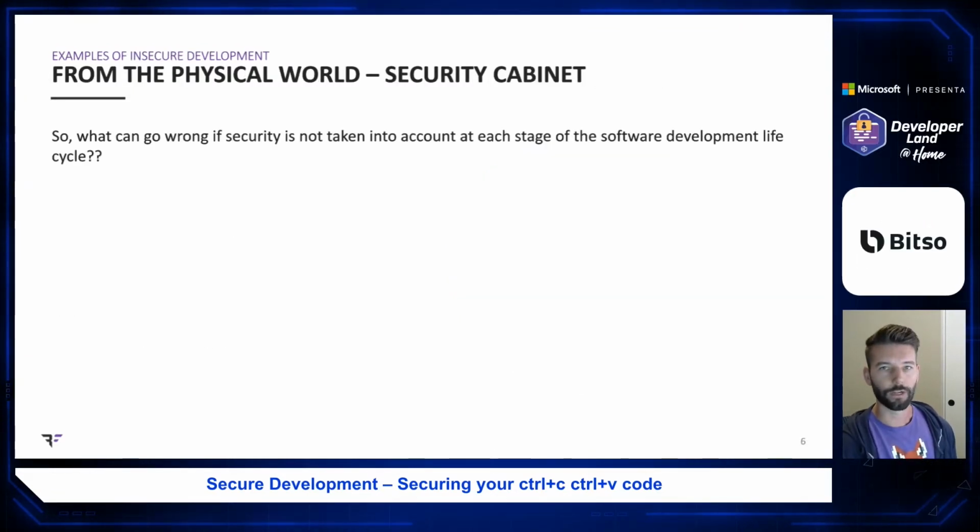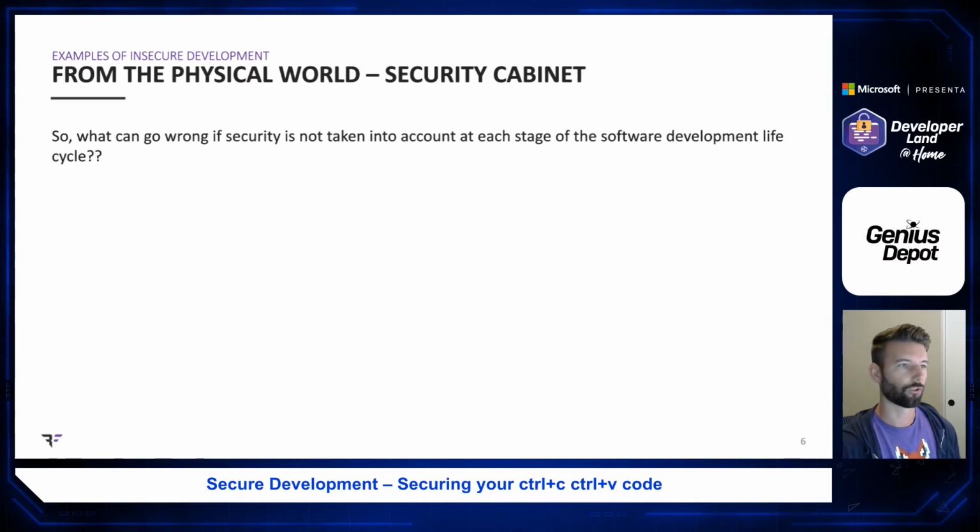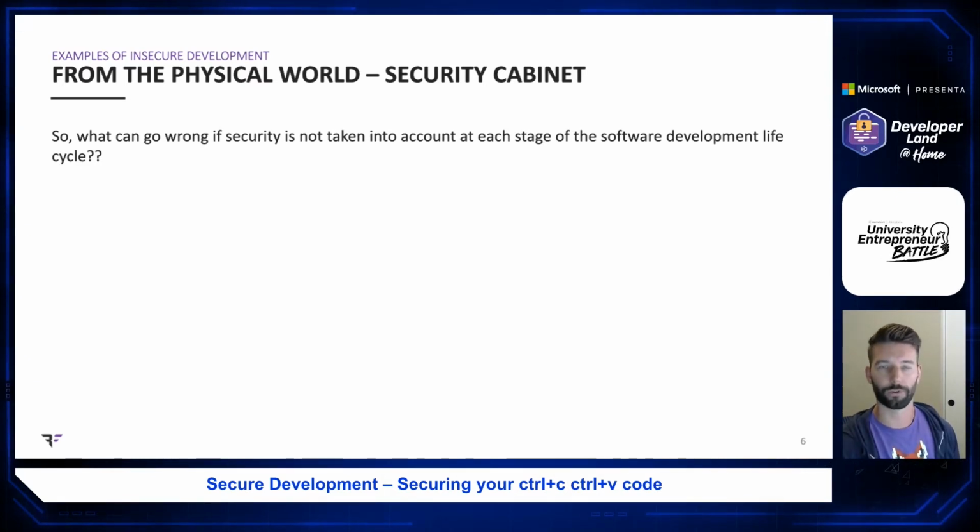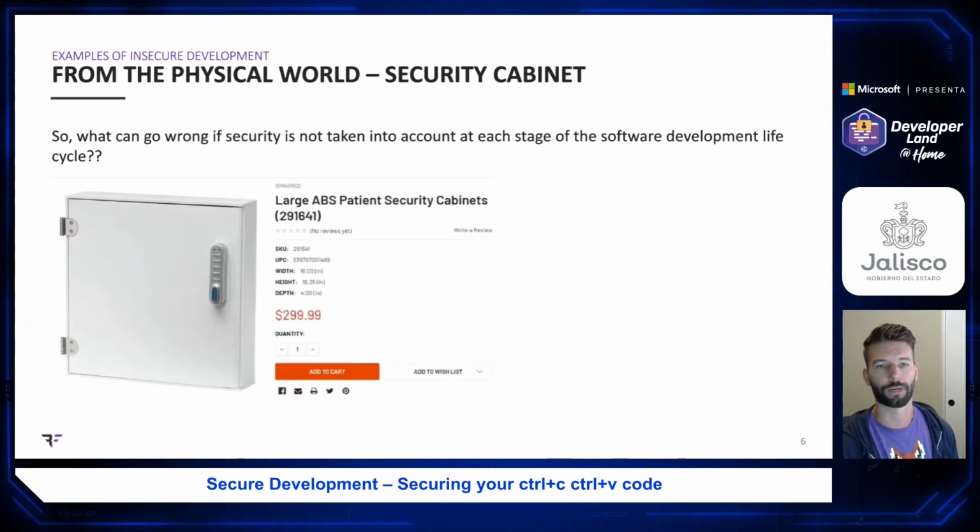So let's take a look at an example of what can go wrong if you don't take security into account at each stage of the development cycle. So this is an example, a physical example. This is not a software project, but I think it's a good demonstration of not taking security into account.